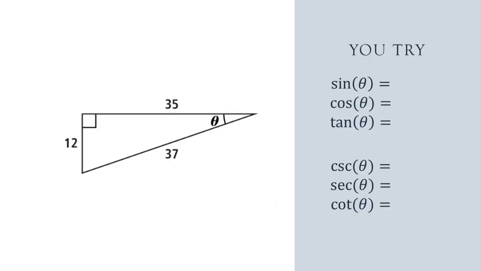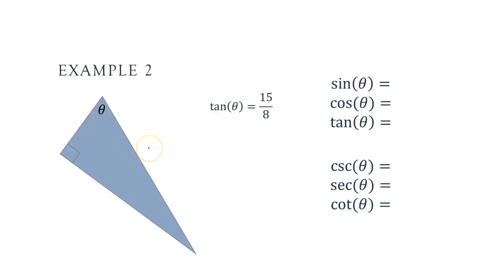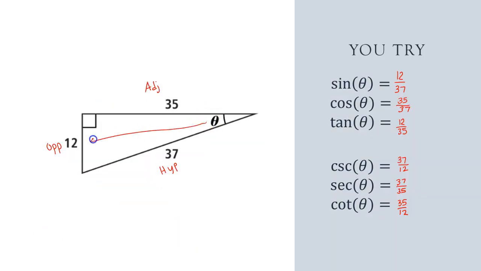This one is one for you to try. If you pause here and try it and then restart after you've done the problem, you should be able to check your answers. Okay, these are the answers that I got. Notice that the 12 is opposite theta because it's the farthest away from theta. 37 is the hypotenuse because it's the longest side of the triangle. It's also opposite the right angle. And then 35 is adjacent.